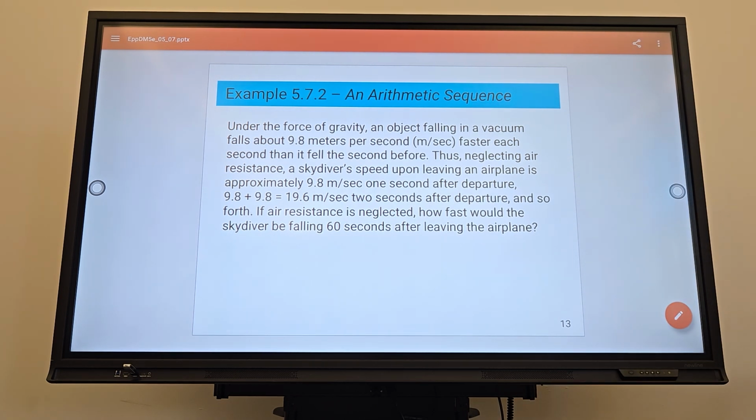Another arithmetic sequence. Under the force of gravity, an object falling in a vacuum falls at about 9.8 meters per second, faster each second than it fell the second before. Thus, neglecting air resistance, a skydiver's speed upon leaving an airplane is approximately 9.8 meters per second 1 second after departure, and 19.6 meters per second 2 seconds after departure, and so forth. If air resistance is neglected, how fast would the skydiver be falling 60 seconds after leaving the airplane?